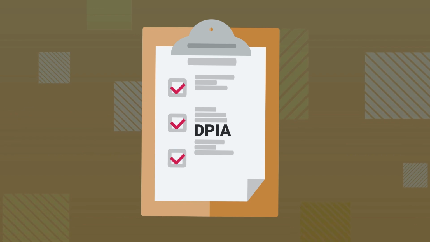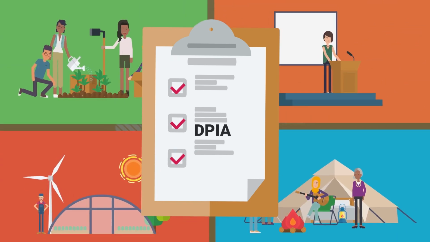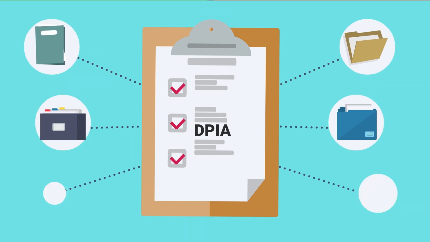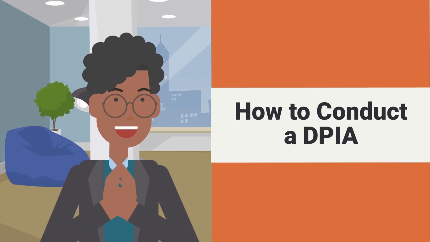Once the need for a DPIA has been established, many humanitarian organizations use a DPIA template to record the organization's DPIA process and outcome. Although each organization's DPIA process and template may differ, having a structured framework makes the process easier. Let's explore a hypothetical processing activity to illustrate how a DPIA is conducted.